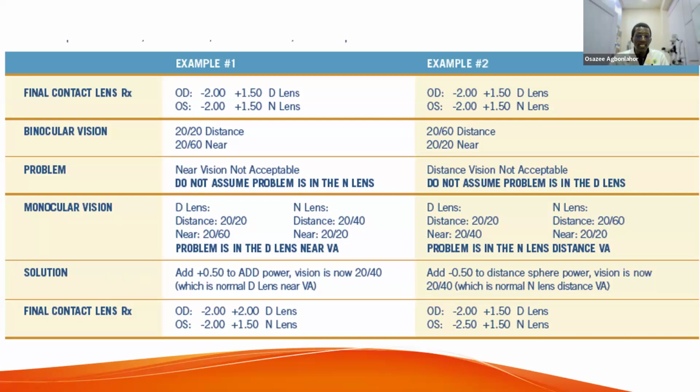But as distant vision is good for the right eye, the left eye is telling you 20/60. But for the near lens eye, that's the left eye, you are having everything in order. Distance is 20/40, near is 20/20. So it means that the problem is not with the near lens. The problem is with the distant lens, because monocularly, the right eye is giving 20/60 at near.